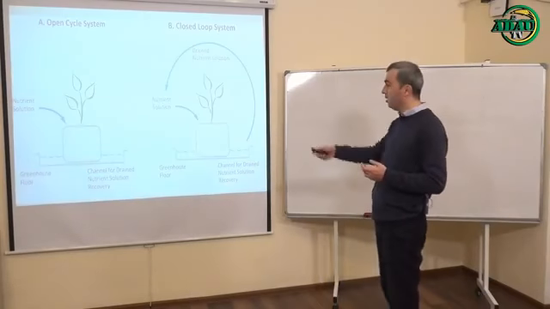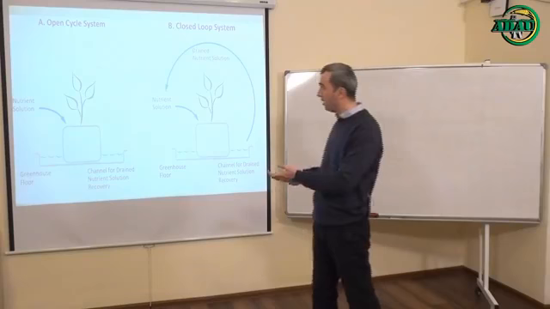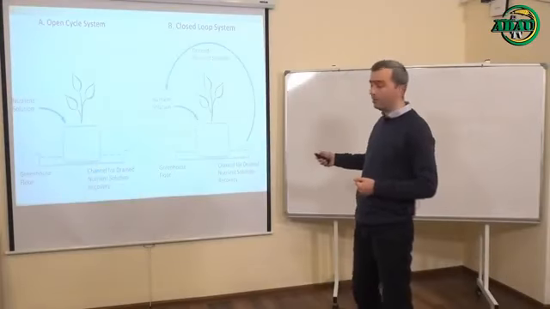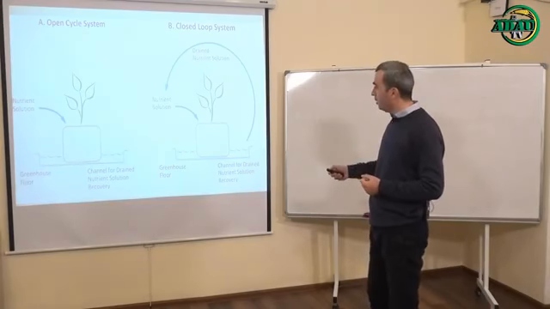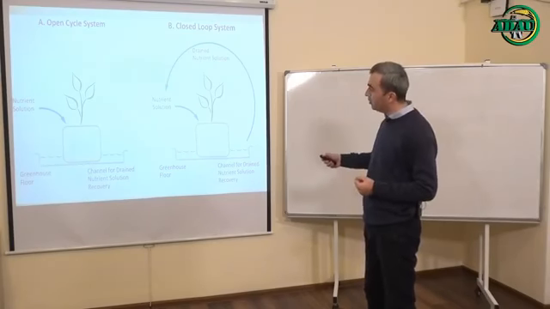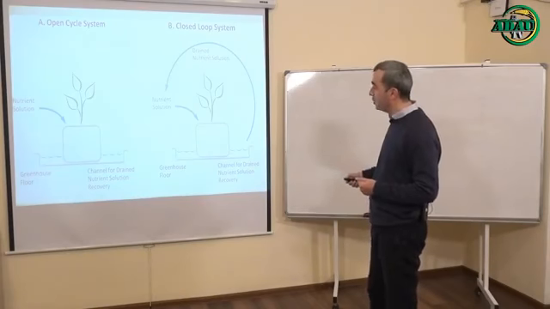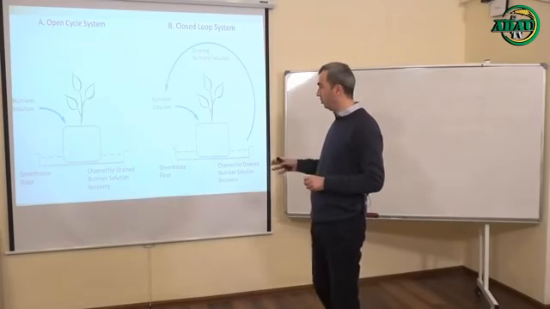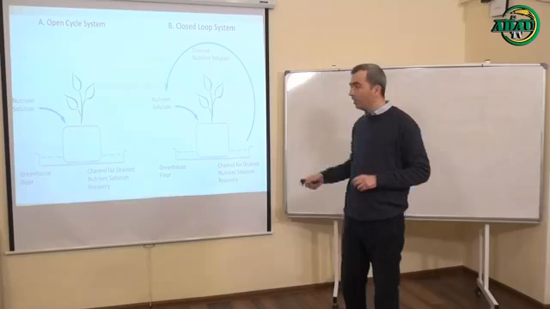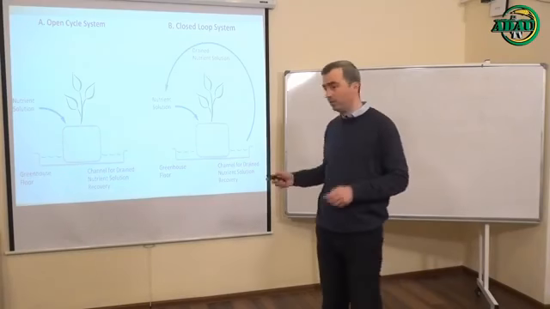You can see it on this diagram very well. On the left side, you can see the open cycle system, where nutrient solution is provided to the plant, but after it is used, it is channeled for drainage and drained out. On the right side, you can see the closed system, where nutrient solution is provided to the plant, and then the drainage is collected, accumulated, and given back to the plant. Of course, not all the drainage water should be used, and I will tell you about it later.